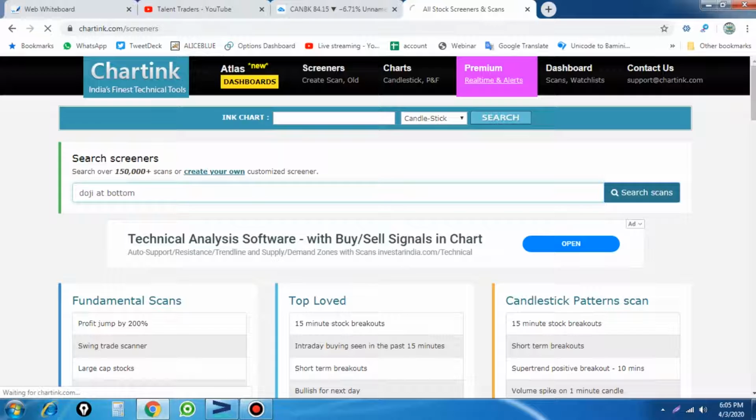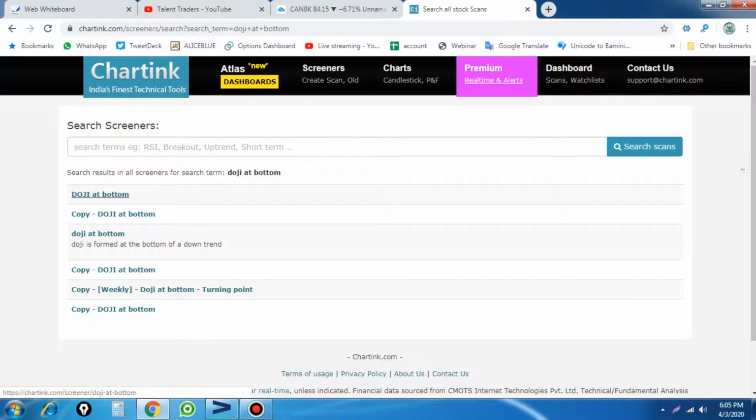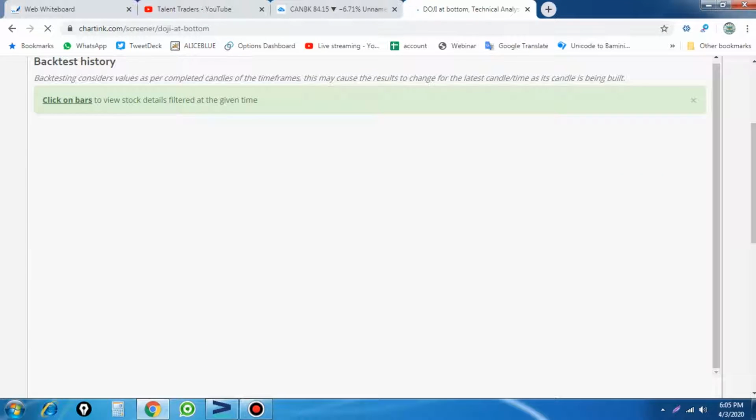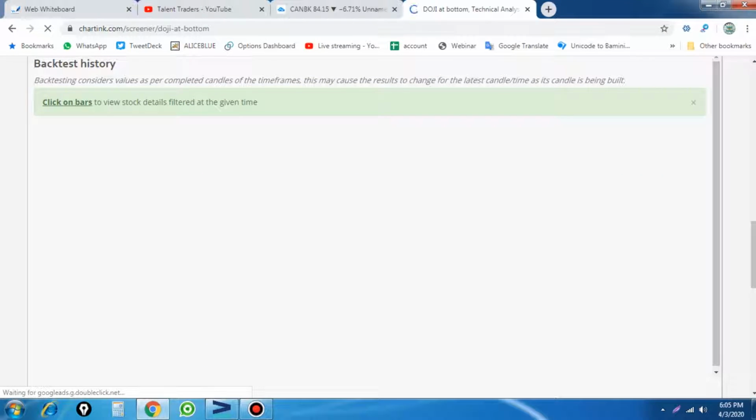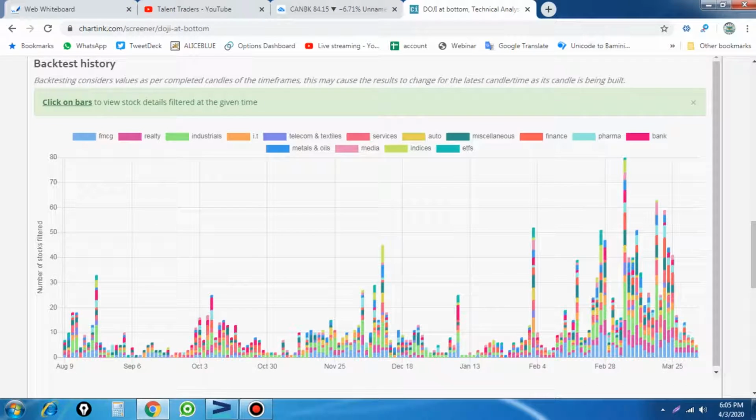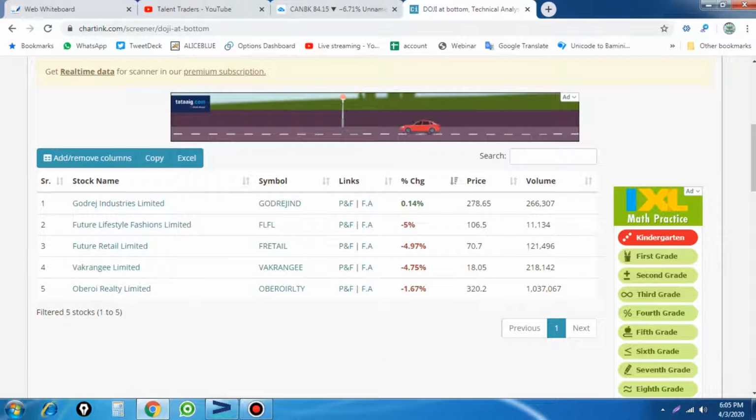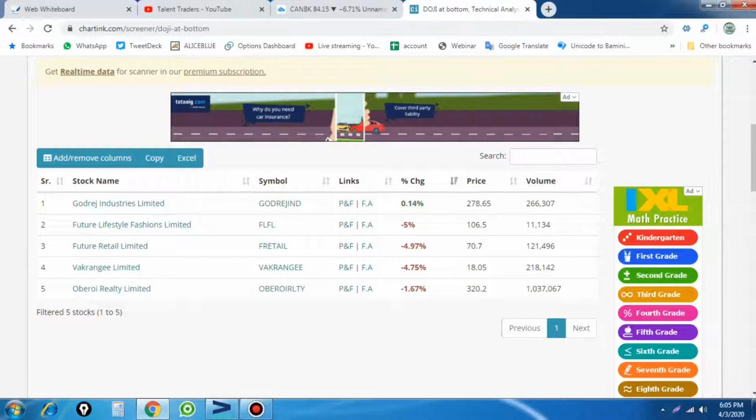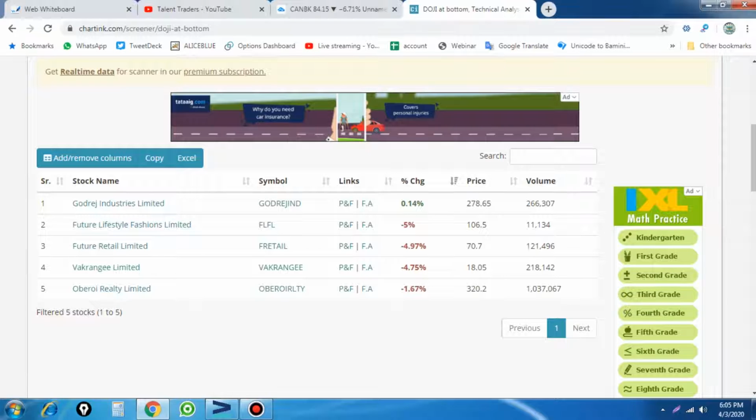So if it is working well, we can use that screener. Doji at bottom, so we have the doji at bottom. If any stocks form this kind of pattern, it is scanning and gives you the stocks. Here you see Godrej Industries and Future Retail Limited, Vakrangi and OB Reality and Future Lifestyle Fashions. So these are the stocks which form this kind of pattern.